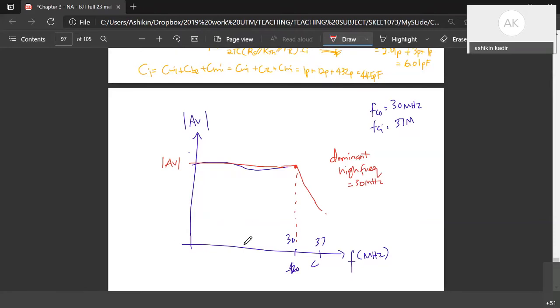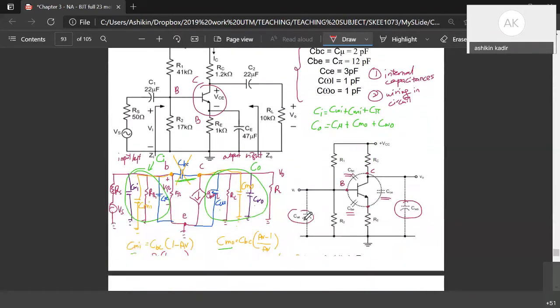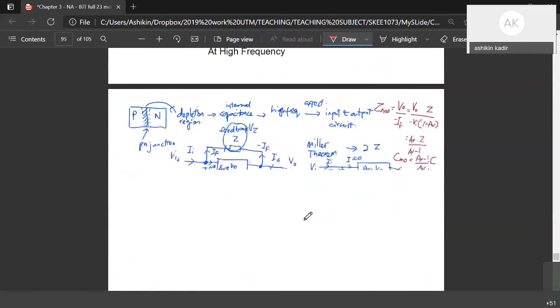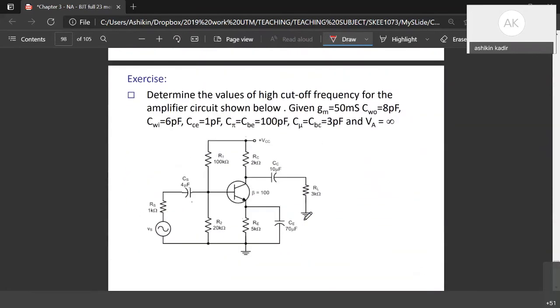So later try to recalculate the capacitance and also the frequency, right? From the circuit, firstly you do the DC analysis, and then the mid frequency analysis, and then the low frequency analysis, and today we learn about high frequency analysis. All right, so here is another example.